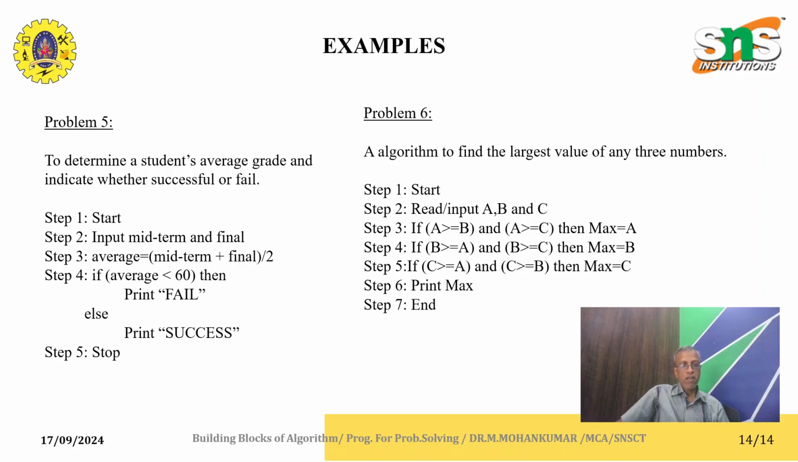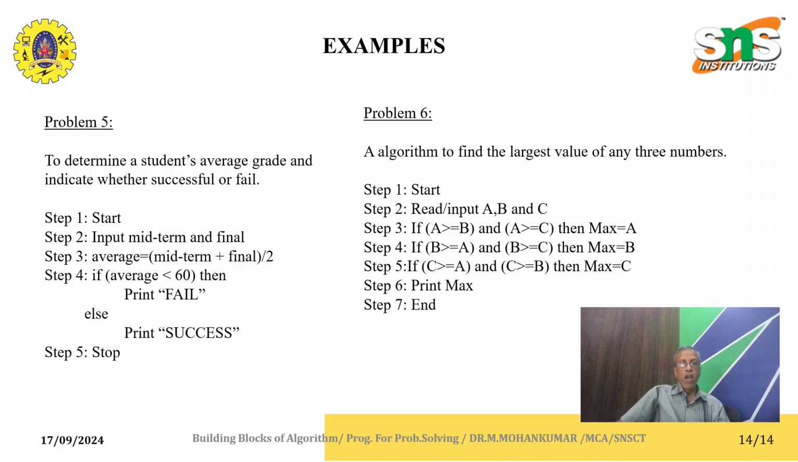If average is less than 60, then print fail, else print success. If the student gets less than 60, what will happen? We will display fail. If it is greater than 60, we will say it is first class or success.